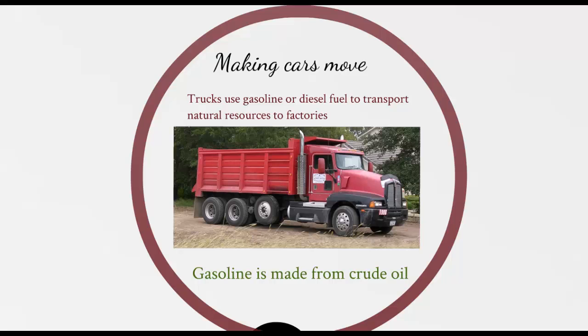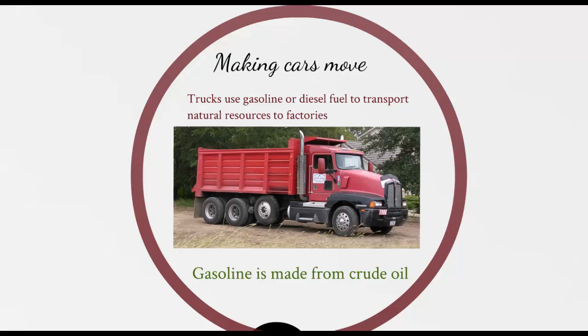But the gasoline that all vehicles use is made from crude oil, which is another natural resource. So a natural resource exists on its own in a certain form. To make it usable, we change it into something else. Gasoline is not a natural resource. You can't dig down in the ground and find gasoline.